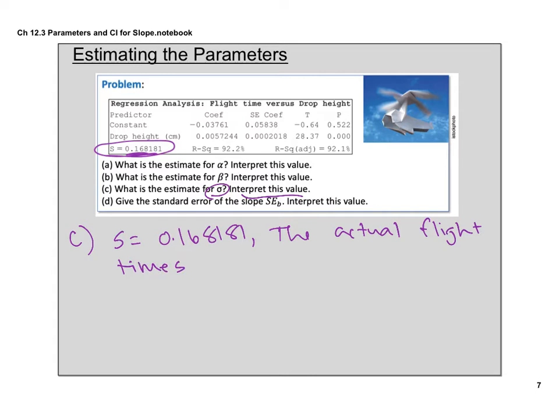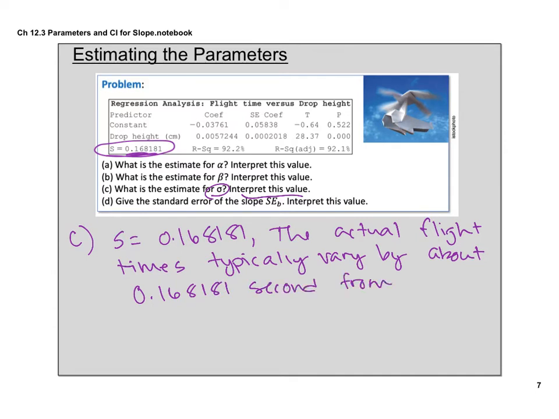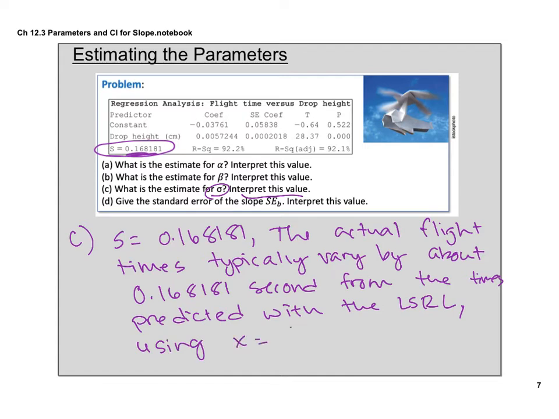typically vary. Remember, standard deviation is talking about typical variance. Typically vary by about 0.168181 second from the times predicted with the LSRL. Remember that acronym? LSRL. Oh, and then we have to name x, using x equaling the drop height.